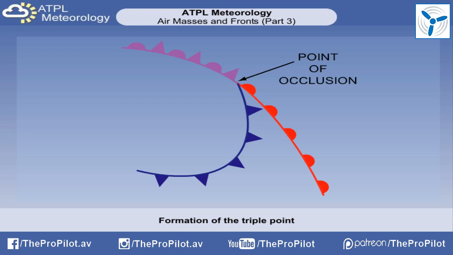Where the cold, warm and occluded fronts meet, we call the triple point. The fronts are often very active at this point, with thick cloud and heavy precipitation due to the increased lifting of air that takes place.